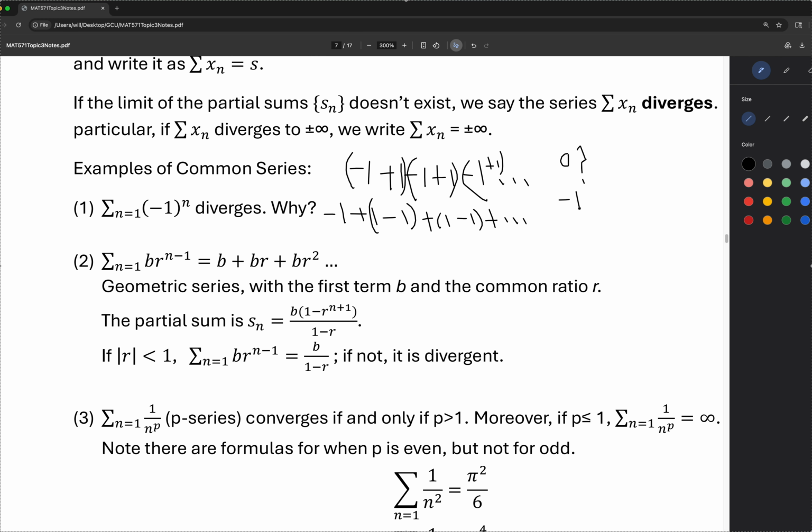So I hope you can convince yourself, using the concept of partial sum, that the series is indeed divergent. Okay.